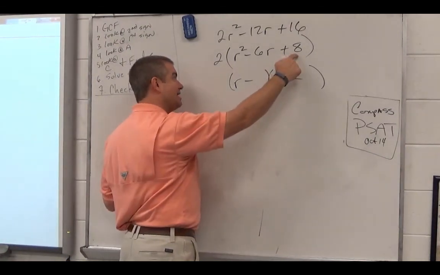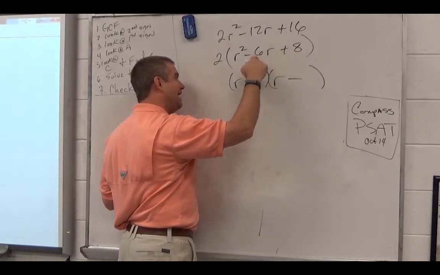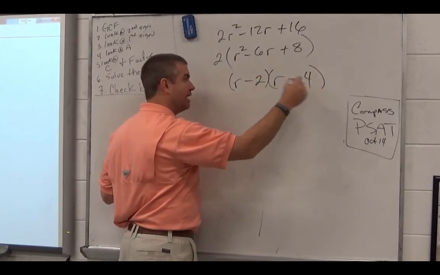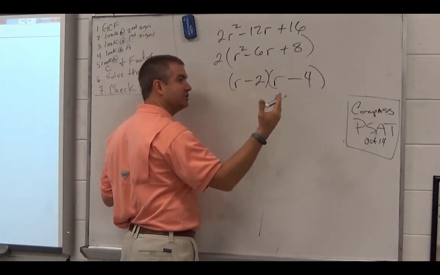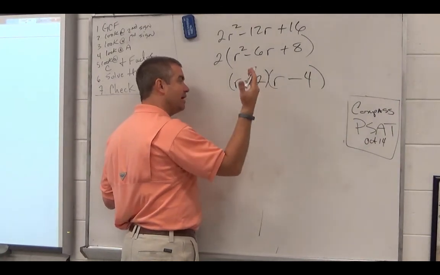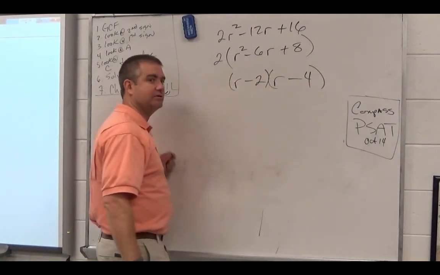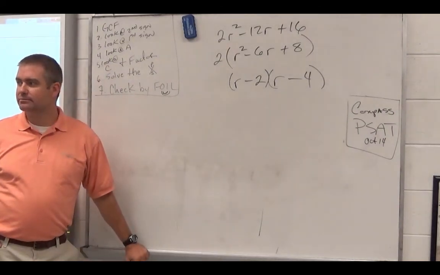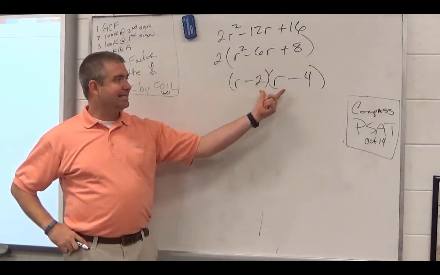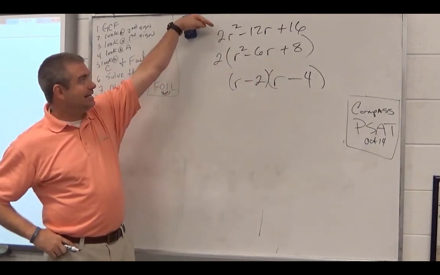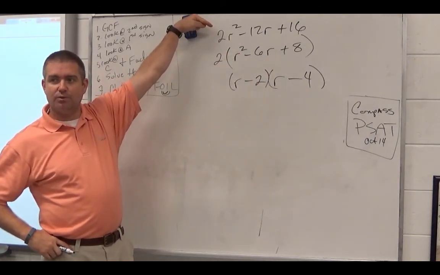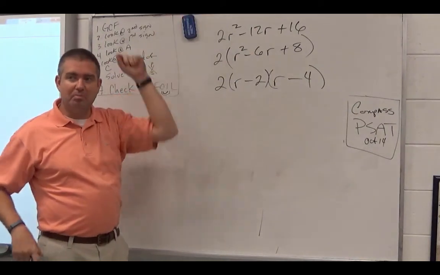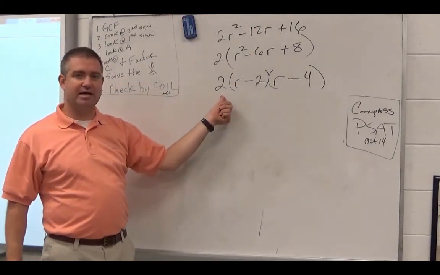Then I look at 8. What factors of 8 add up to 6? 2 and 4. I could put 4 and 2, it makes no difference because multiplication is commutative. My question is, is this the answer? You have to put the 2. Why? GCF. If I multiplied this together, would I end up with this? No, I wouldn't. Would I end up with that now? Yes. You must put the GCF right there.